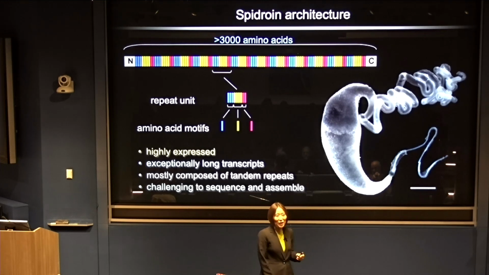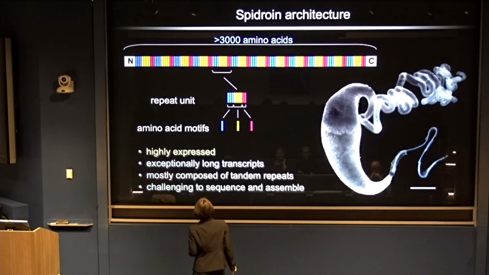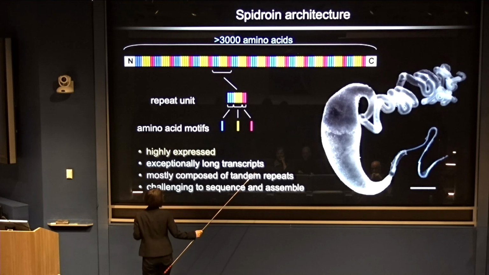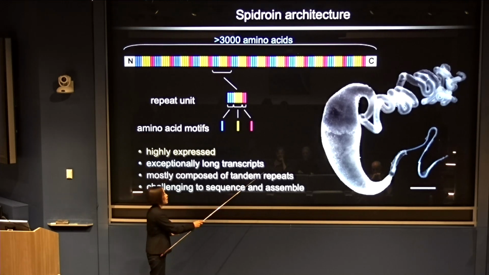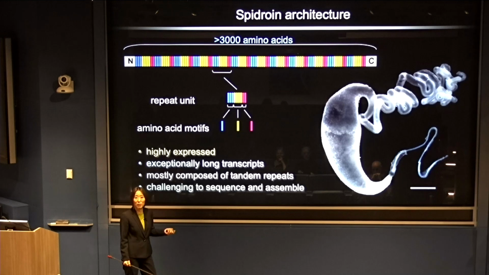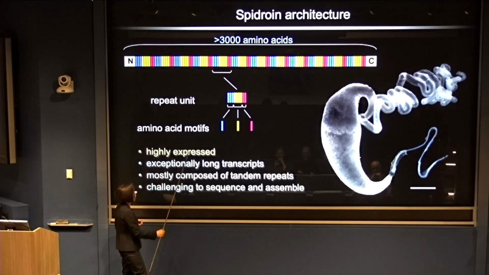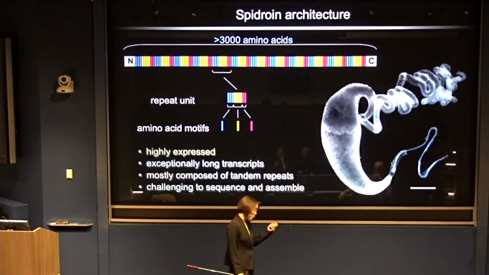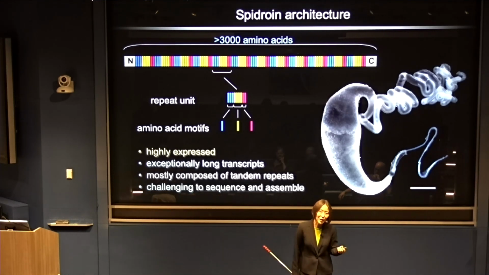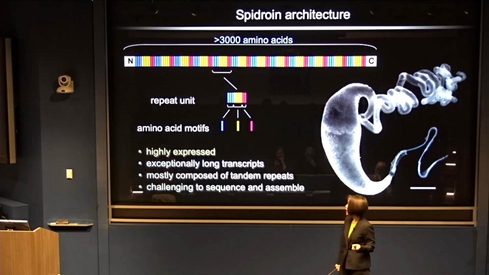That's absolutely enormous. And they're highly expressed, not surprisingly, really, really highly expressed in silk glands, and we really only find them expressed in silk glands. The transcripts, of course, are very long, and they're mostly composed of tandem repeats. So when you think of silk, you just got to get across in your mind that it's a study of functional repetitive DNA. So we have amino acid motifs here.